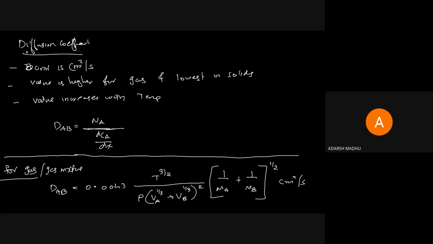So yesterday I wrote a particular equation for the diffusion coefficient, that is DAB equals 0.043 into T raised to 3 by 2 divided by P into (VA raised to 1 by 3 plus VB raised to 1 by 3) whole square, into the root of (1 by MA plus 1 by MB). Okay, this is from the data book.